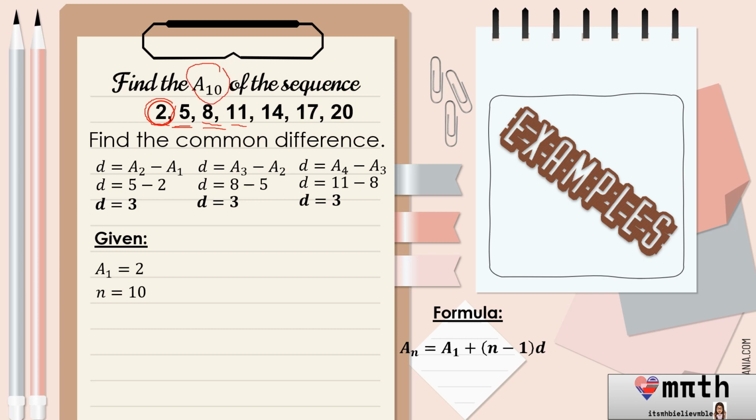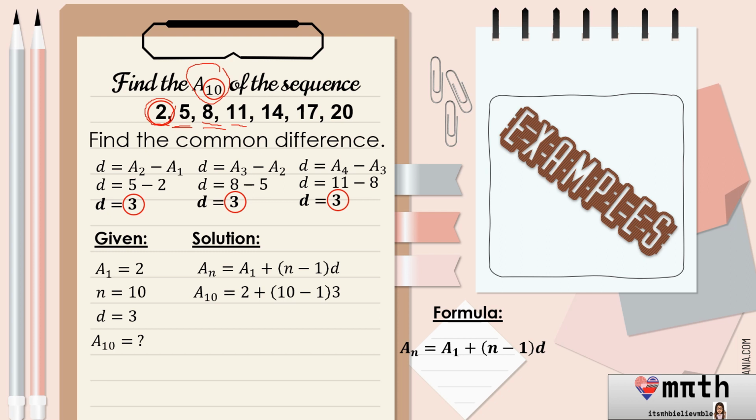This means this is the 10th term. Okay? Next, our d is 3, coming from here, the common difference. And our a sub 10 is the missing term or the 10th term. So, using the formula, we're going to substitute the givens. So, that will be a sub 10 equal to 2 plus 10 minus 1 multiplied by 3.